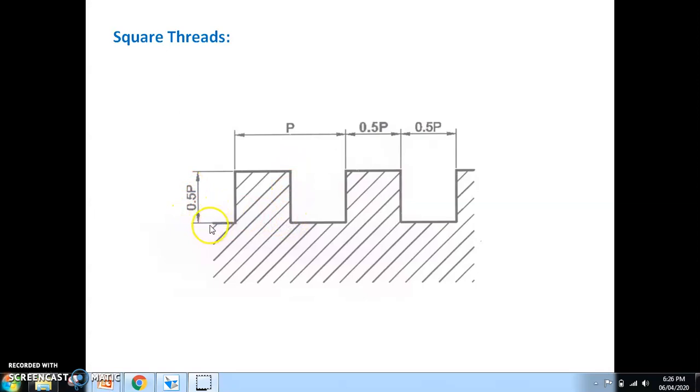So first we have to start with the 1 point from here. Half of the pitch value we can take, we can get this line. Then we can again have half of the pitch here, we can get this line. Again half of the pitch, half of the pitch. So the total P value will be from this point to this point, and you can get the thread form for the square threads. The next one we have got is the Acme threads.